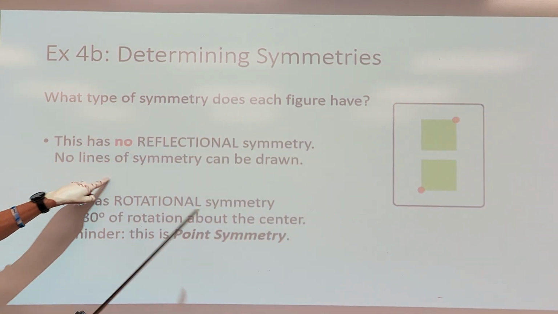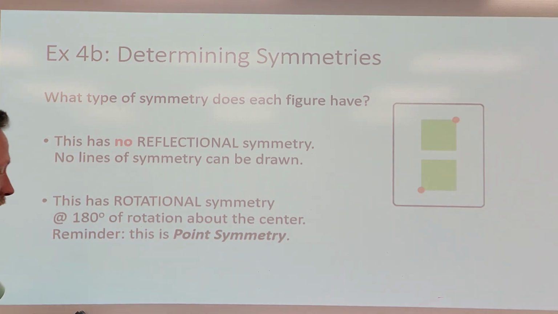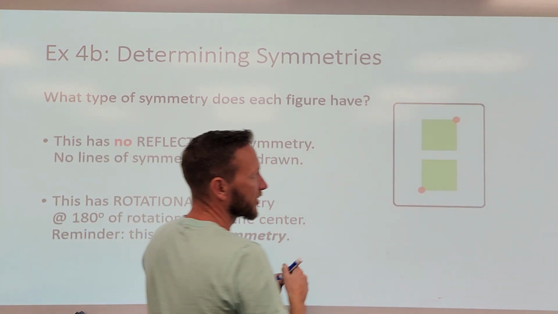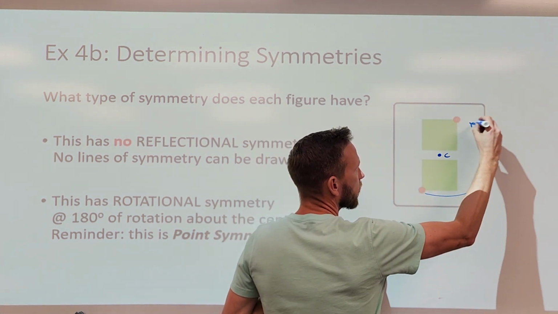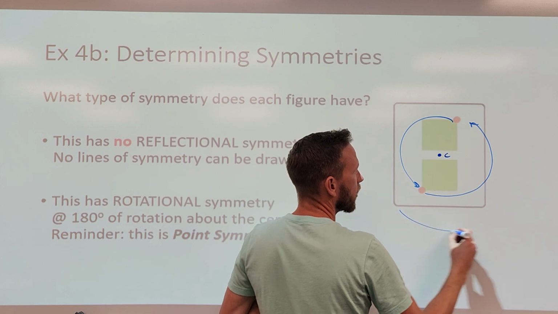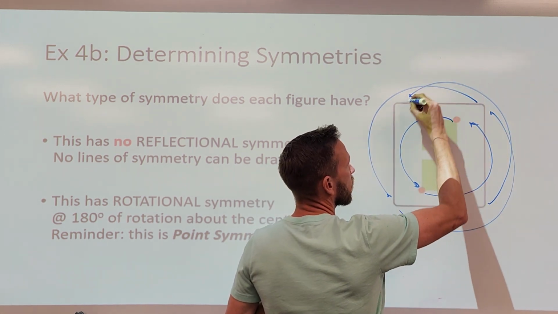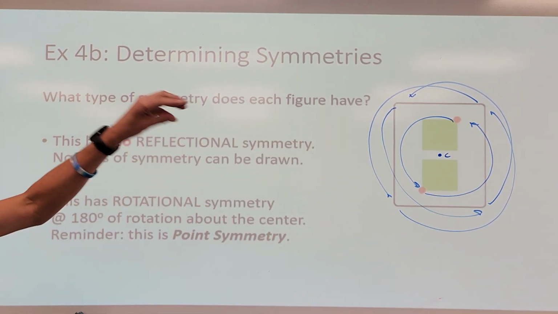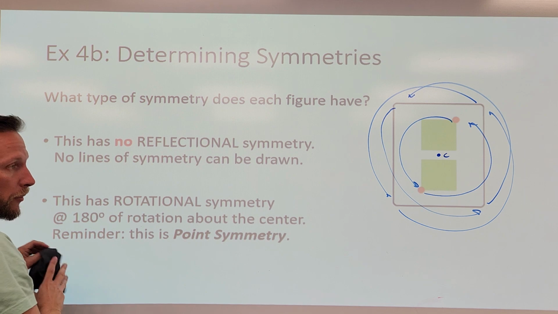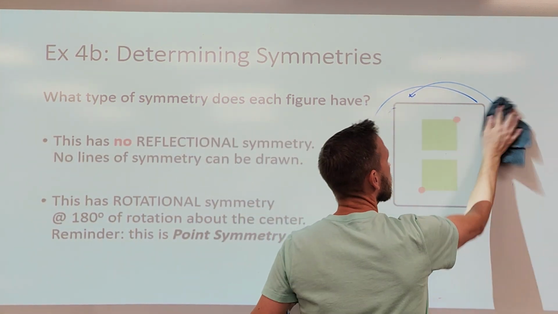This has no reflectional symmetry, but it does have point symmetry. It has 180 degrees rotational symmetry about the center. So if this is the center, this can move 180 degrees there, this corner goes over to that corner, this corner goes there, and so on. So this does have rotational symmetry about the center, 180 degrees, so point symmetry, but it does not have any other symmetries.